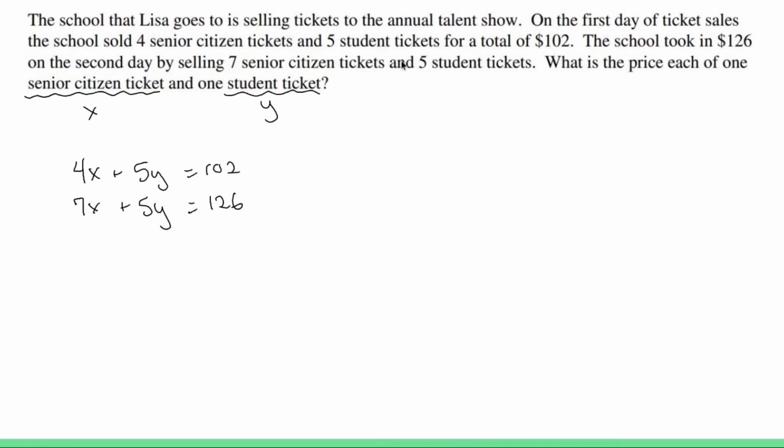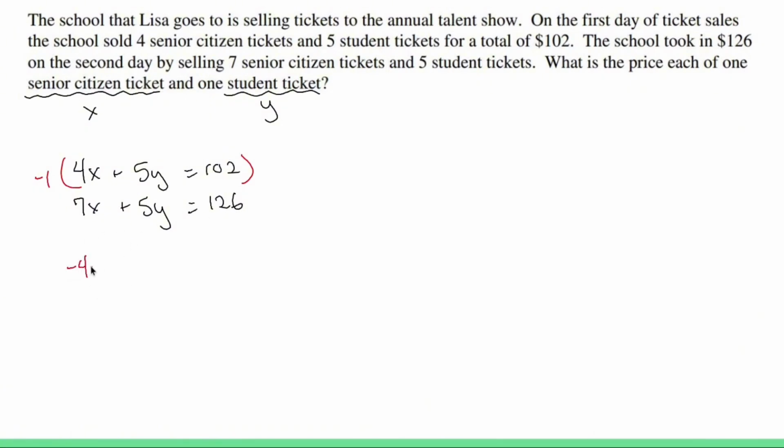So this is nice where they give us 5 student tickets in both scenarios. So what we can do is we could do elimination by taking one of my equations and multiplying it by negative 1. So let's take the top equation because, by doing that, it kind of keeps things positive, literally.